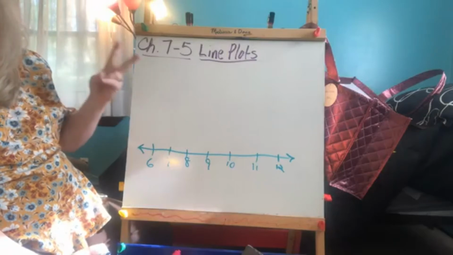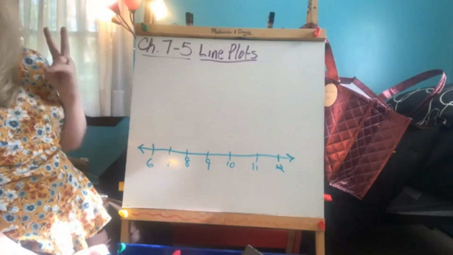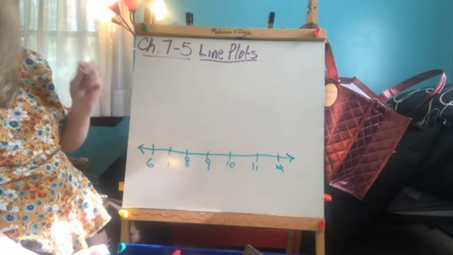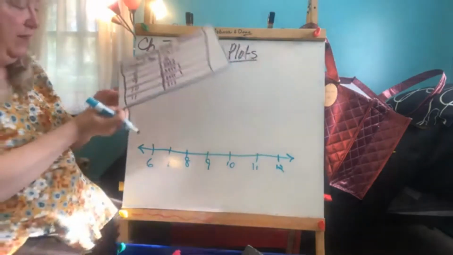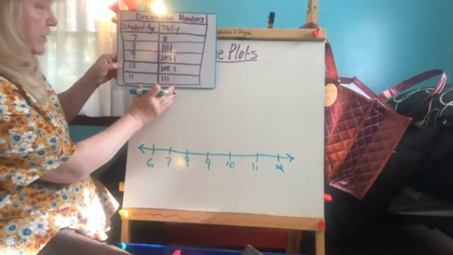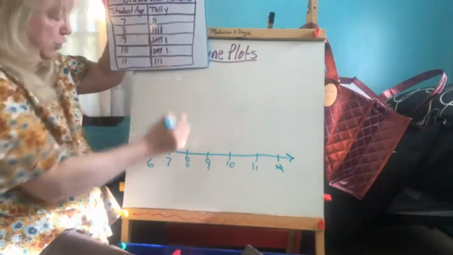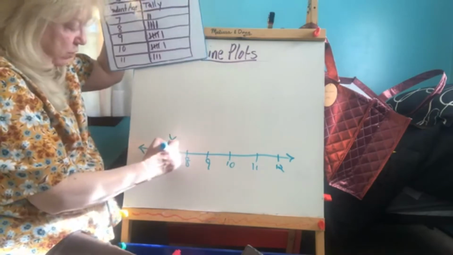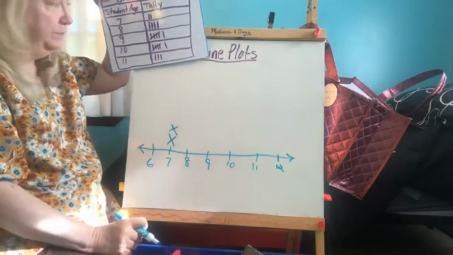So now step 2 says put an X above the number for each student of that age. Each X represents one student. So I don't have any at 6, but if you look here, according to our frequency table, our tally chart, we have 2 that are 7. So I put 1 X, 2 X's. Notice one's on top of the other.